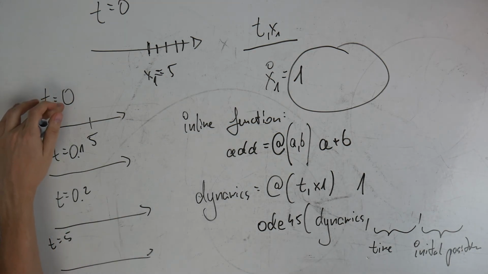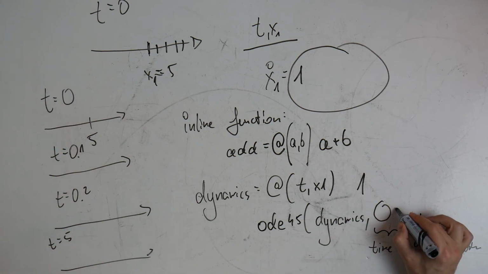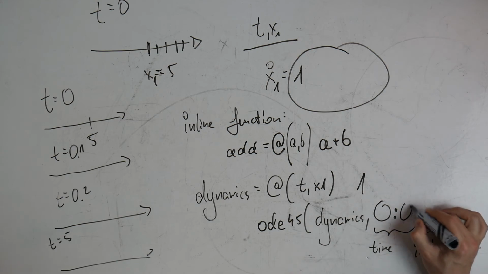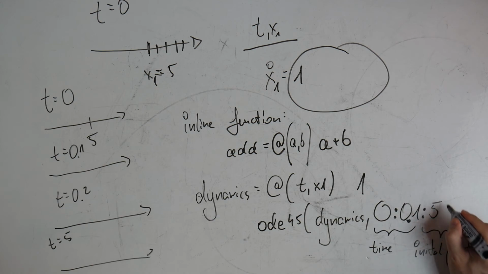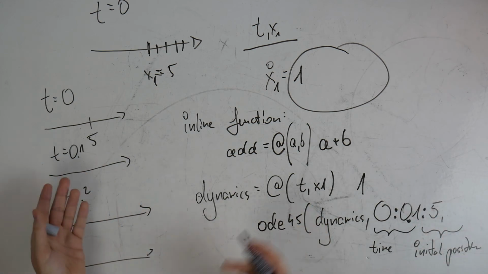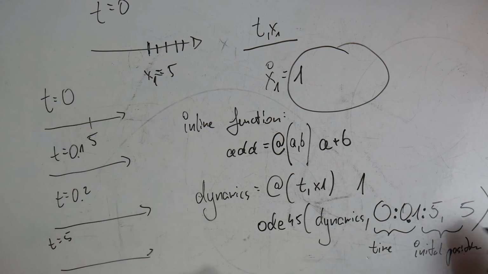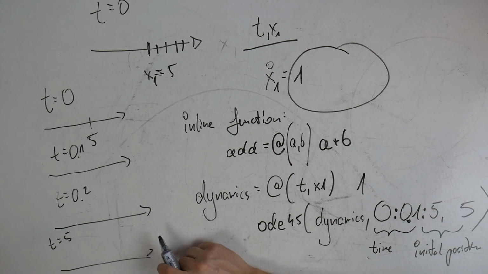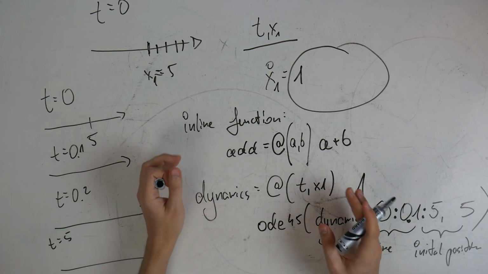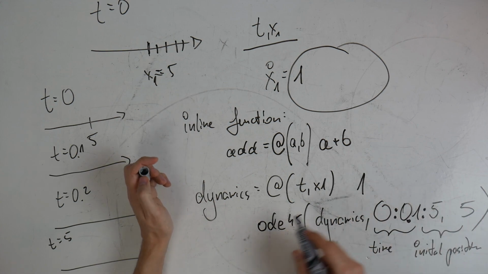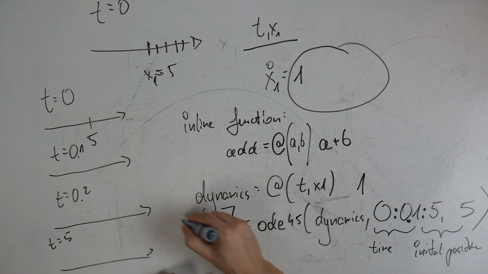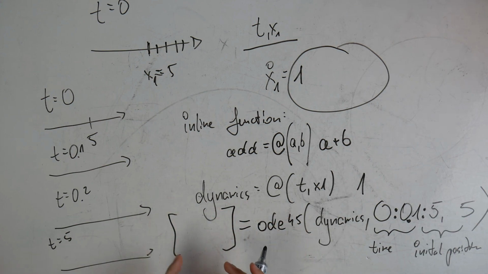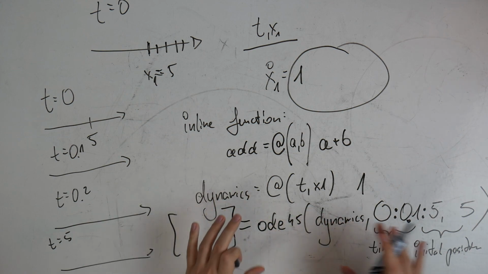Okay, from 0, every 0.1, up to 5, and then initial position. Well, I have only one, 5. And it will simulate my system. Okay, that's it. You can, of course, store all the information that you simulated. Instead of showing a plot on the screen, you can store the information inside a time and resulting matrix. So you can put something in front to store the information.